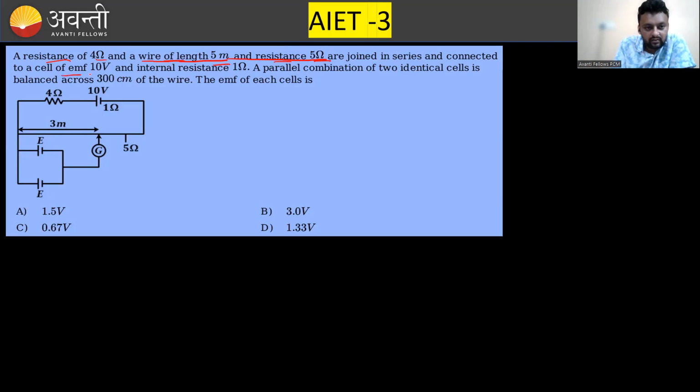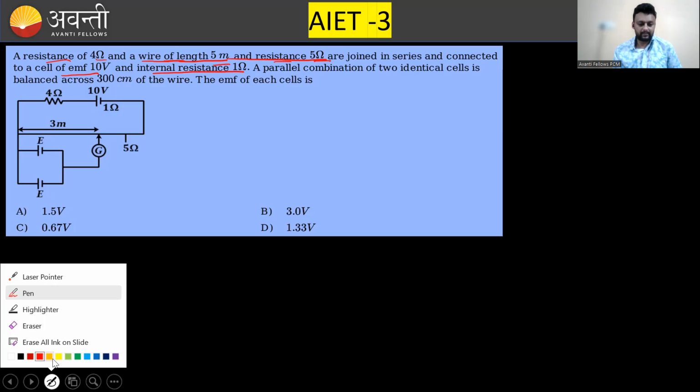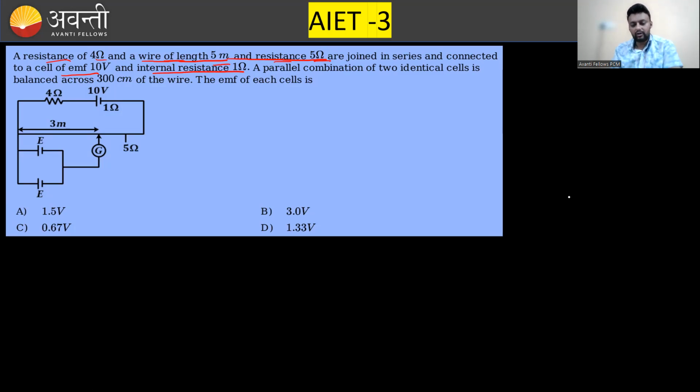and internal resistance 1 ohm. Just pause here. Draw this part of the circuit. According to the question, there is a 10 volt cell, which has some internal resistance of 1 ohm. This is its internal resistance, 1 ohm. Very good. And a resistance of 4 ohm. I am connecting all these in series. This is the external part, and all these things are connected with a wire. So let's suppose this is the wire.